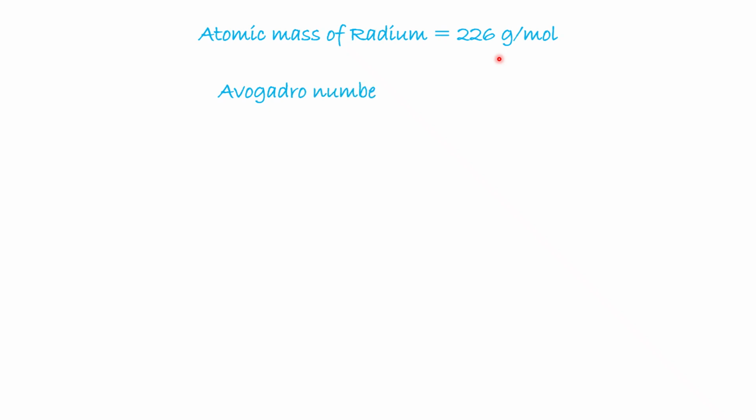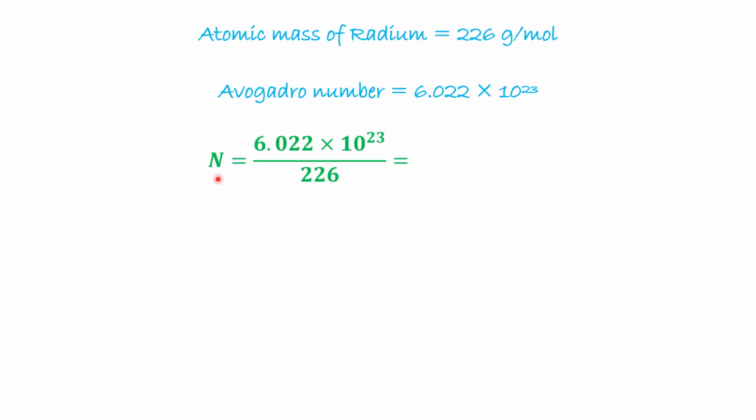We first calculate the number of atoms. To calculate the number of atoms present in 1 gram of radium, we have to know the atomic mass of radium, that is 226 grams per mole, and the Avogadro number. The Avogadro number is 6.022 × 10^23 atoms per mole. Using these two values, we will get how many atoms are present in 1 gram of radium, that is N.